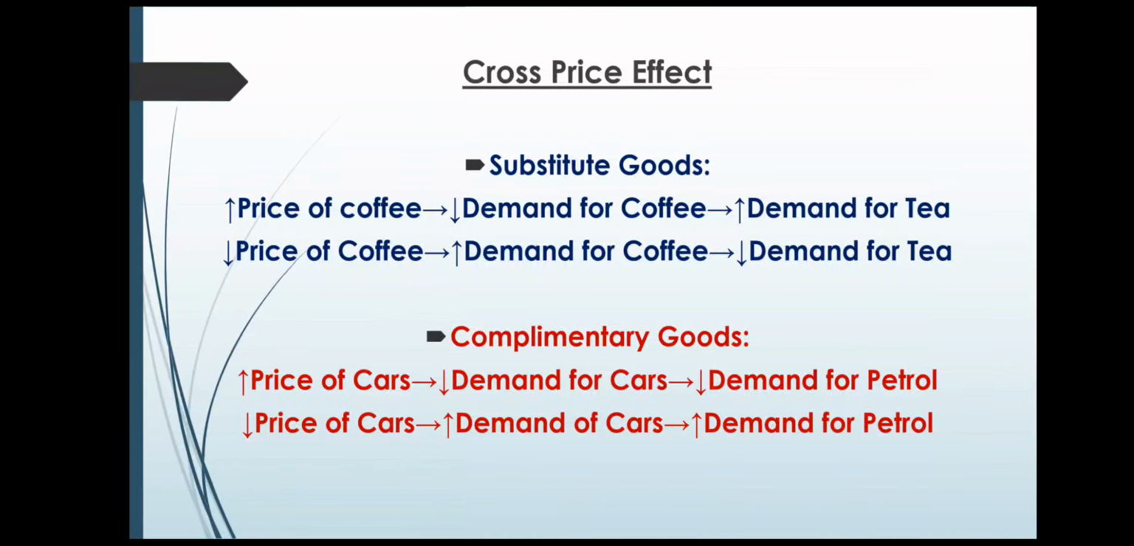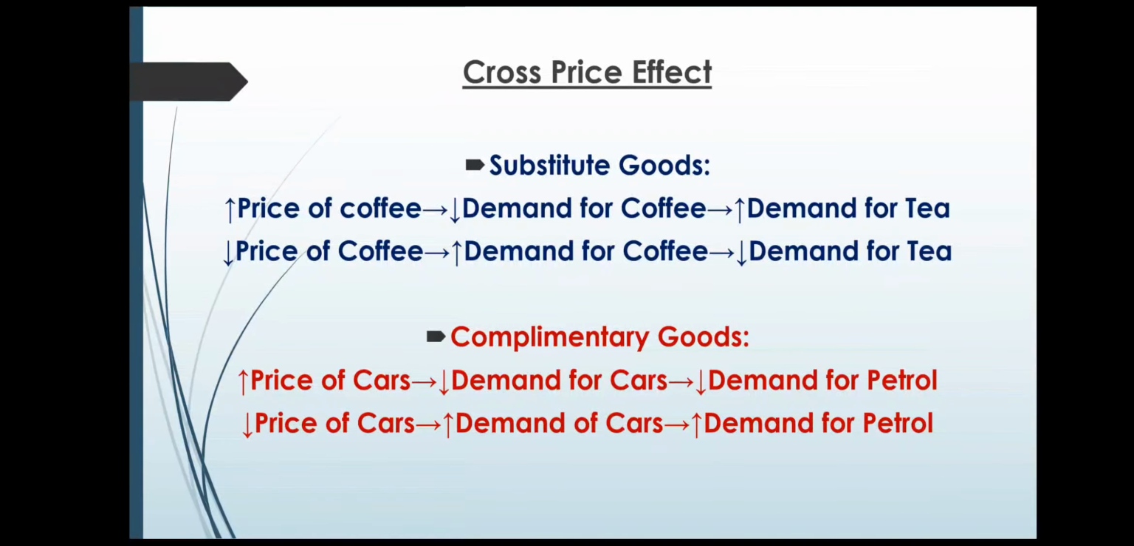For complementary goods, whenever there is a rise in price of car, there will be a fall in the demand of car, which will lead to fall in the demand for petrol, because these two are very much related to each other. Now, on the contrary, whenever there is a fall in the price of car, it will lead to increase in the demand of car, and it will also lead to increase in the demand for petrol.